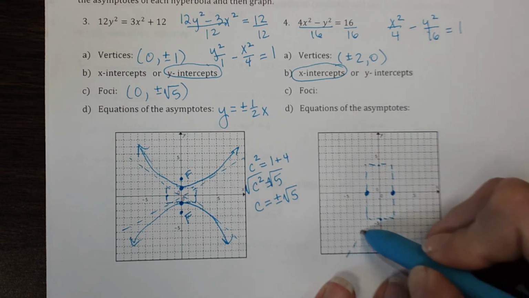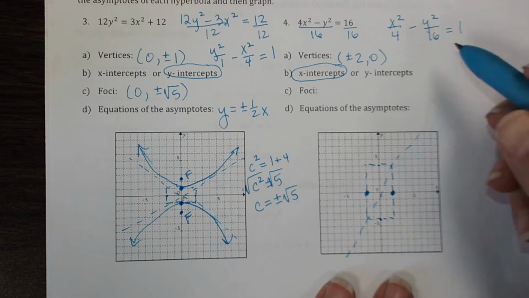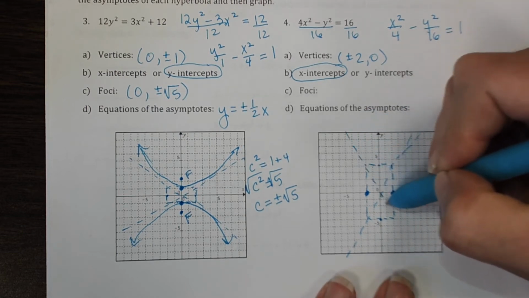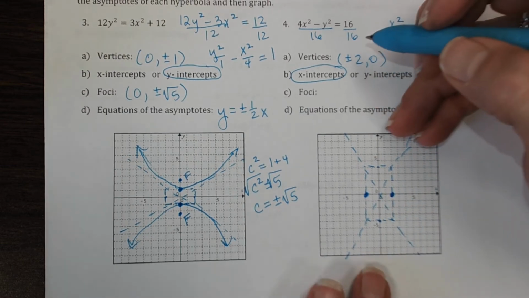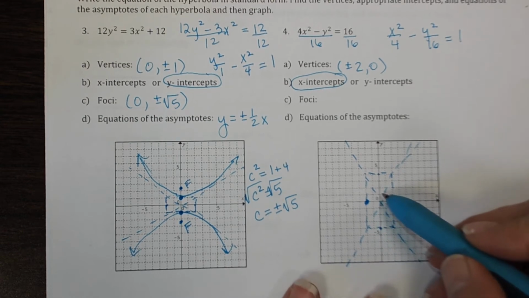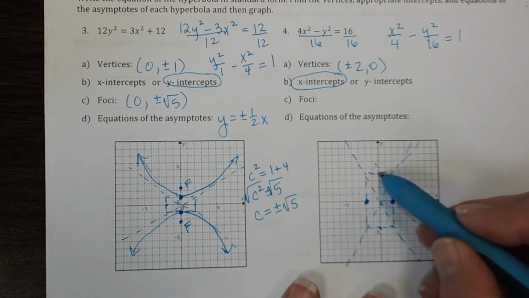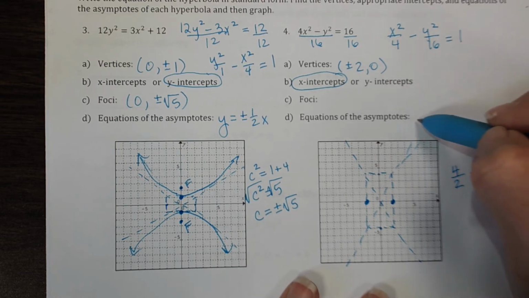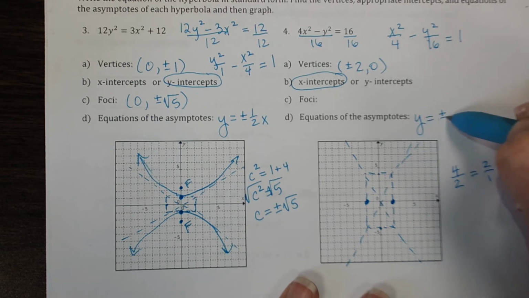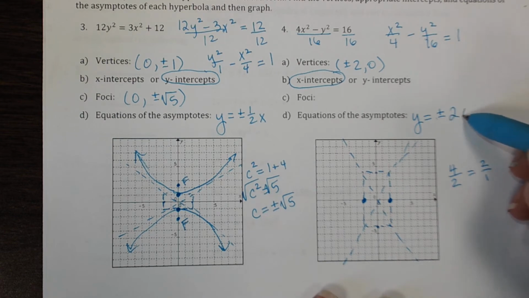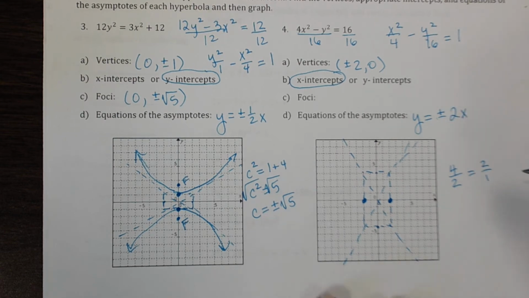Okay, so now I'm going to draw in the asymptotes, connecting the box. Sorry, that line was a little crazy. And connecting the other corners. So we can stop and say, what is that asymptote? We rose 1, 2, 3, 4 and ran 2. So 4 over 2, that would be 2 over 1. So y is equal to plus or minus, and then 2 over 1 we could just say is 2. So plus or minus 2x.